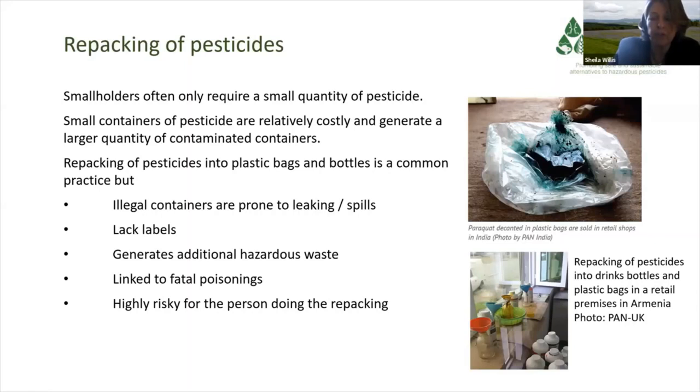And in fact, the Georgian authorities subsequently had a campaign around improving practices on retail premises in response to this work. So as I say, repacking results in illegal containers that are prone to leaking and spills, and a lack of labels that reach the farm level. It generates hazardous waste, of course. It's linked to fatal poisonings and it's highly risky for the person who does the repacking.